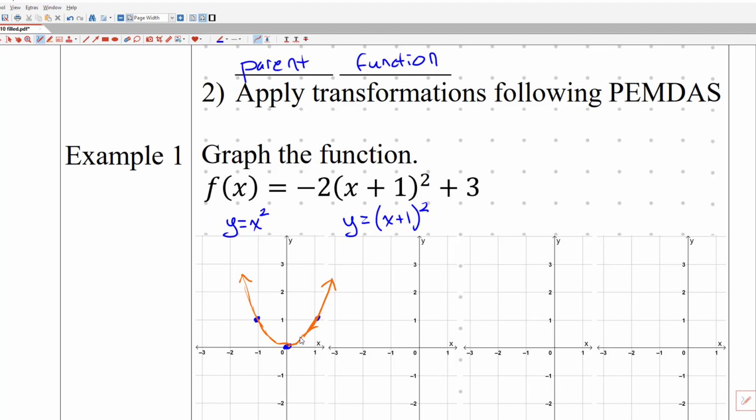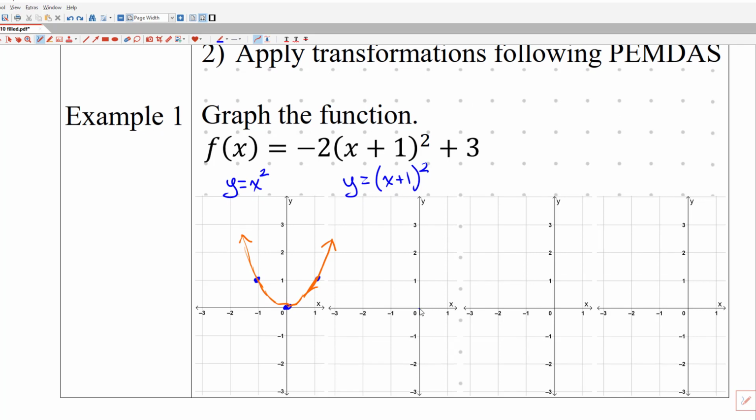But each of these points is going to go either left or right. So I have plus 1. I think it's right. It's the opposite. It's left. So I'm going to go left 1. So if my coordinate used to be at 0, 0, it's now going to go left 1 over to negative 1, 0. So my new point is right here.